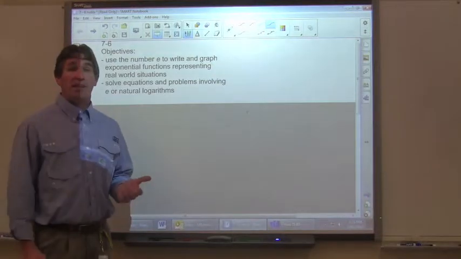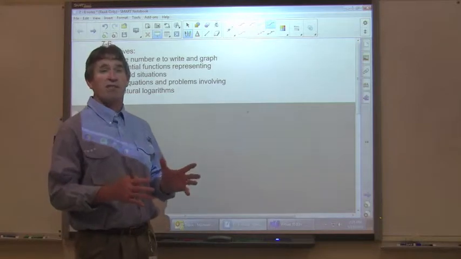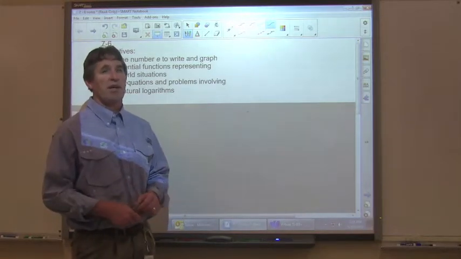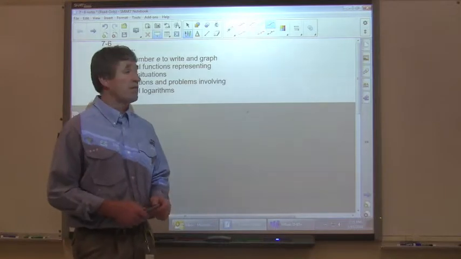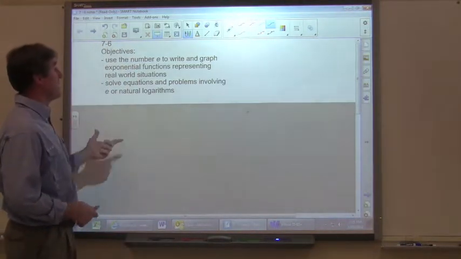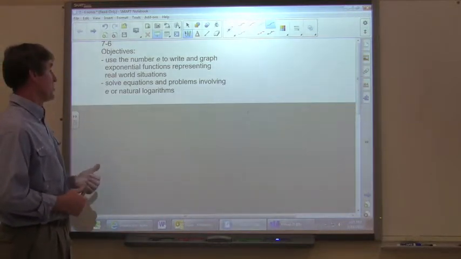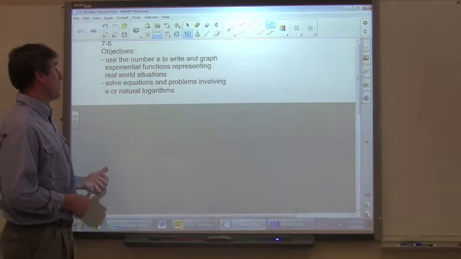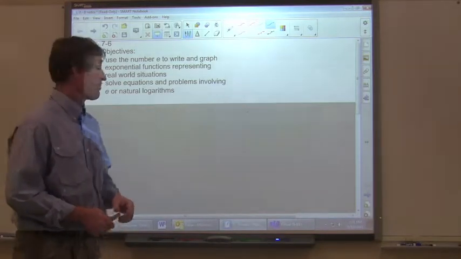All right, today we're going to be doing 7.6, and hopefully, if you understood 7.5, 7.6 is really similar and uses the same rules and applies them the same way, so hopefully it'll be pretty easy for you. But our objectives for today are to use the number e to write and graph exponential functions representing real-world situations, and solve equations and problems involving e or natural logarithms.